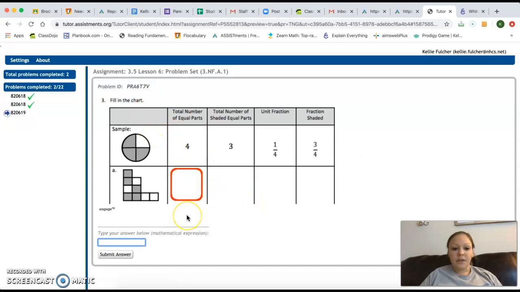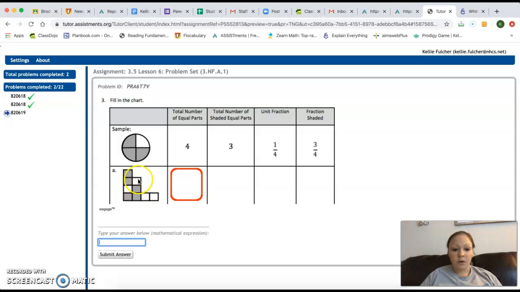This one says fill in the chart. We can see here that this one gives us an example, and it says there are 4 equal parts. 3 of those equal parts are shaded. The unit fraction is 1/4, and unit fractions always have a 1 on the top, and the fraction that is shaded is 3/4. So here we need to find the total number of equal parts.